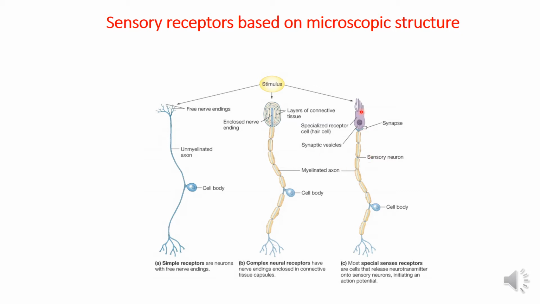We have ciliated receptors. The cell is provided with cilia, and the receptor synapses with the sensory neuron. A change in the orientation or shape of the cilia, a deflection of the cilia, affects the rate of neurotransmitter release from the receptor, and this neurotransmitter stimulates the sensory neuron. So we have different types of receptors according to their microscopic structure.